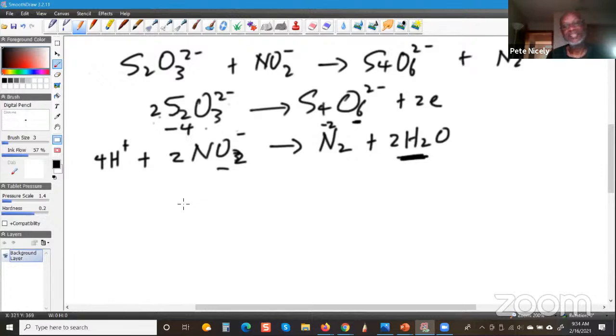Now, in the case of the second half equation, we have a total of plus 4 minus 2, which gives you plus 2 on the left side. And here we have 0 on the right side. So what that means is that we need to add 2 electrons to this side to make sure that the equation is balanced with respect to the charges. Okay, so let me, oops.